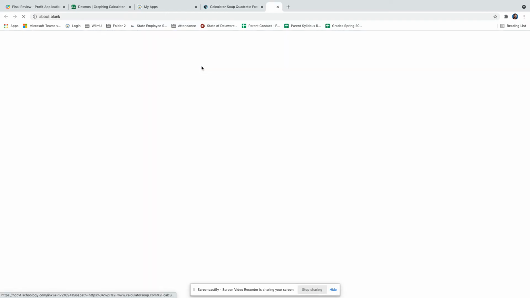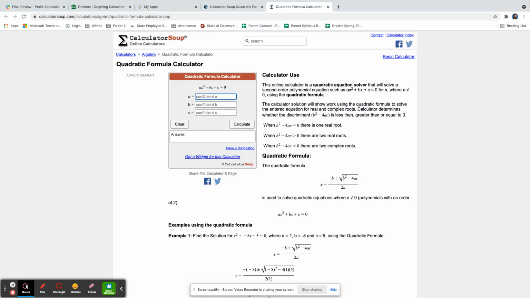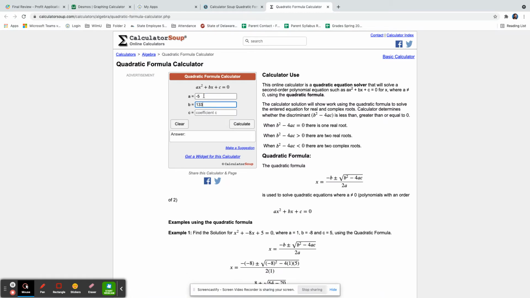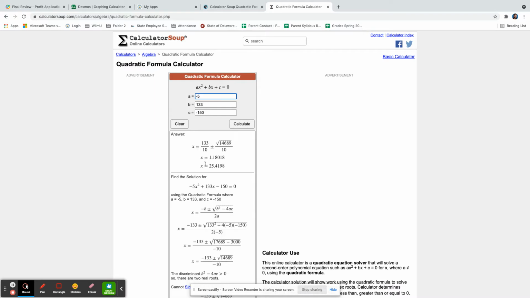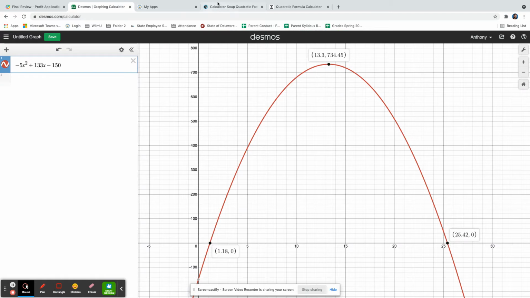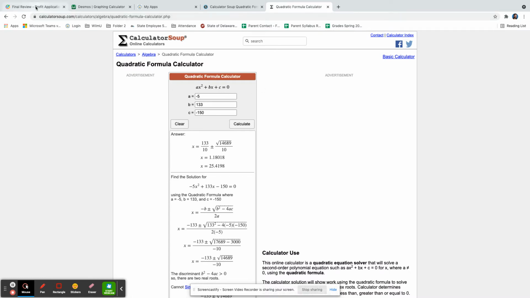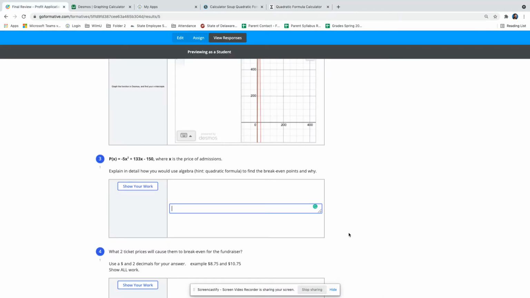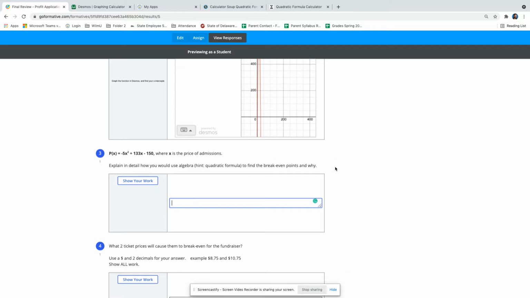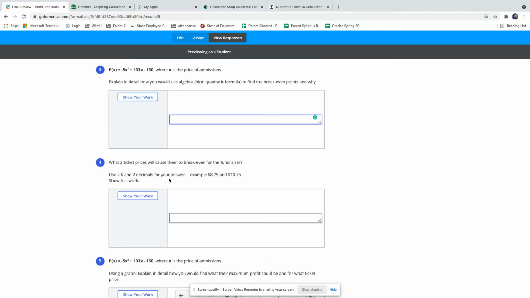in a remote setting. So I'll open that up, and we know my A value is negative 5, my B value is 133, and my C value is negative 150. This is going to show me the same two values that I found before as my break-even points, $1.18 and $25.42. So either of them are okay. So essentially, however you want to explain that here, that's fine, guys. I do want to make sure that you guys know how to access this and find that, but I'm not really looking for a whole lot here, other than how you're going to use calculators.